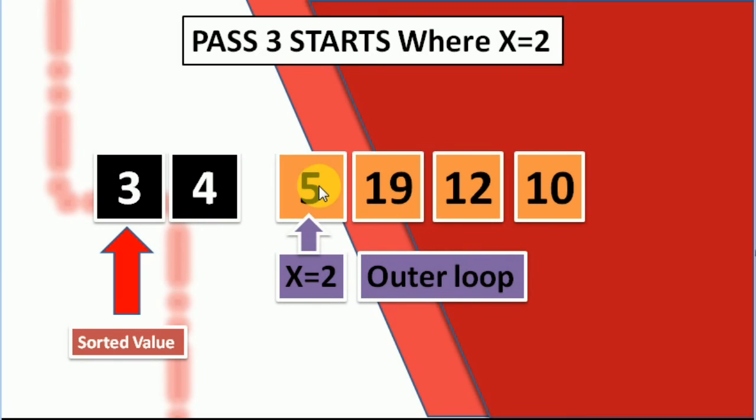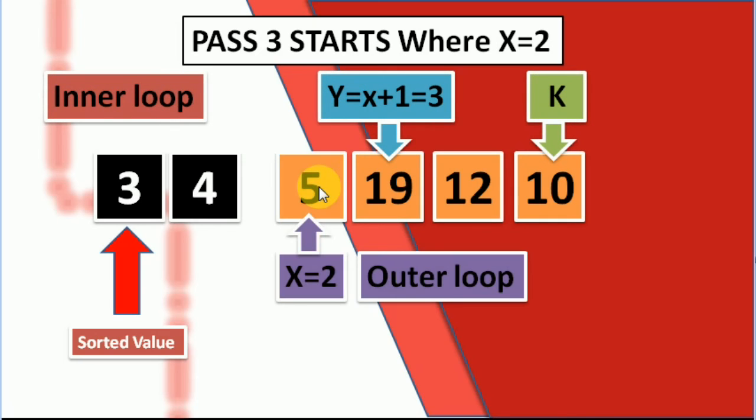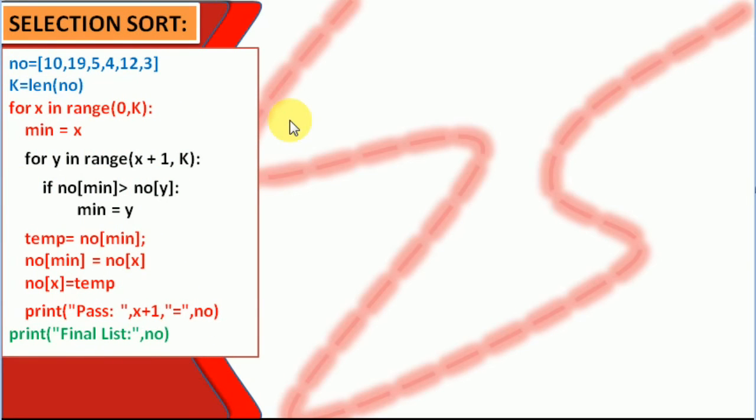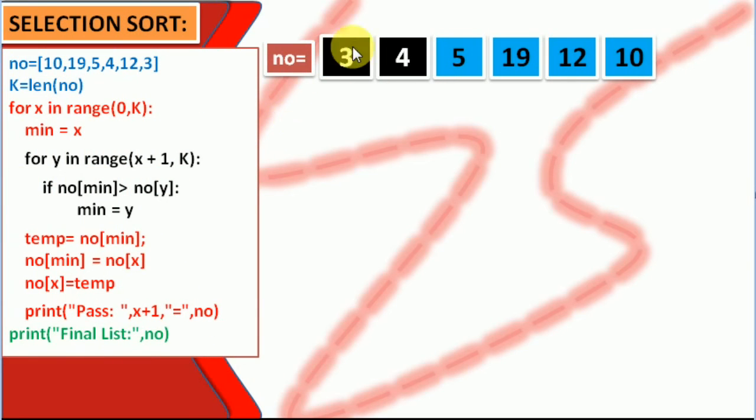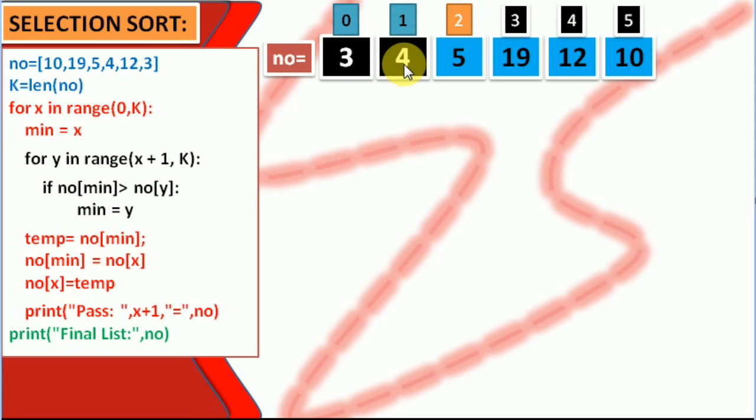Where is y? y is sitting at x plus 1, which equals 3. That means the values at 3, 4, 5. These 3 values are going to be checked against this value. Where is it going to be stored? You know that this number is going to be stored in min. So min is going to be checked against all these 3 values. How is it going to work? Let's start. Same process again. These are the numbers. These 3 and 4 are fixed. The inner loop starts, x starts from 2.